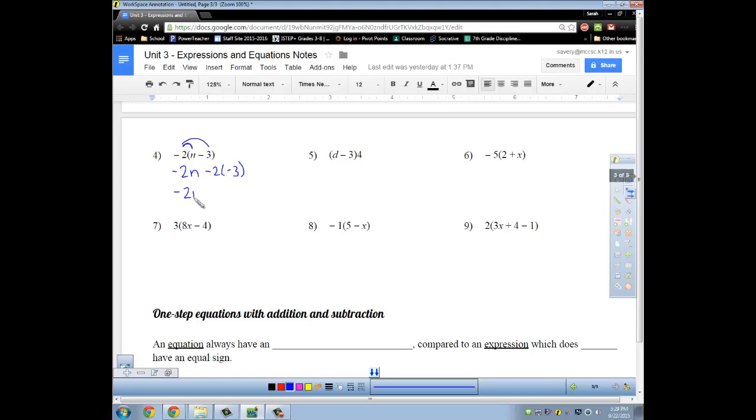Simplify it a little bit. Negative 2n. Negative 2 times negative 3 is a positive 6. Remember, negative times a negative is a positive. So this would be our answer because we cannot add and subtract unlike terms.